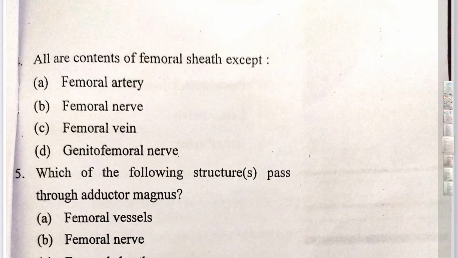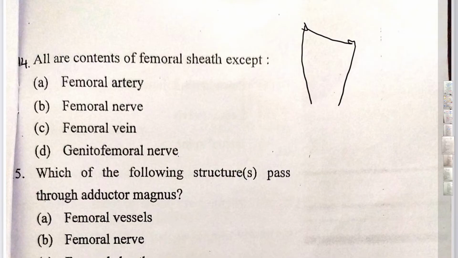Now this question is question number 14. All are contents of femoral sheath except: femoral artery, femoral nerve, femoral vein, genitofemoral nerve. I think I've already explained this earlier many times. It's better to revise each time.